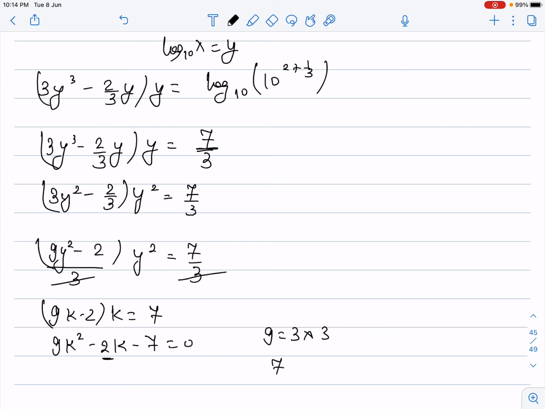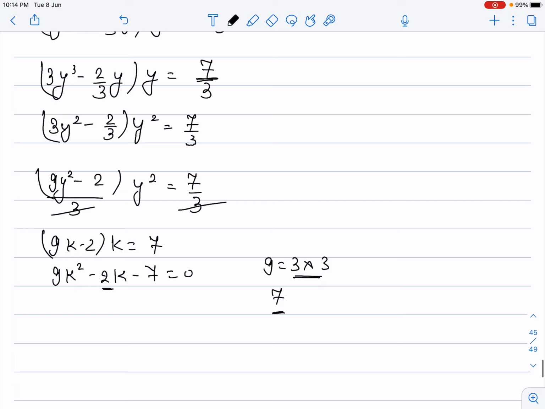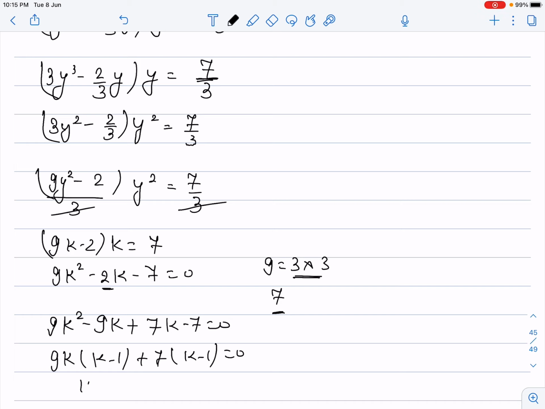I have to bring minus 2 here, so I can use minus 9 plus 7. So 9k square minus 9k plus 7k minus 7 is equal to 0. 9k taken common, k minus 1, plus 7 taken common, k minus 1 is equal to 0. K minus 1 taken common, 9k plus 7 is equal to 0. So k is either equal to 1 or equal to minus 7 by 9.